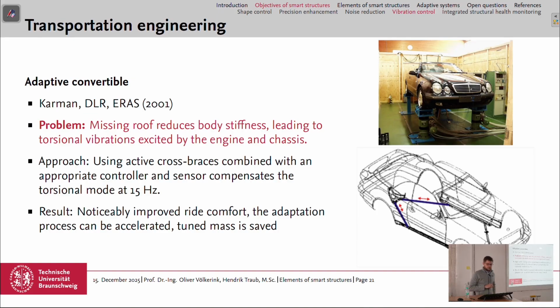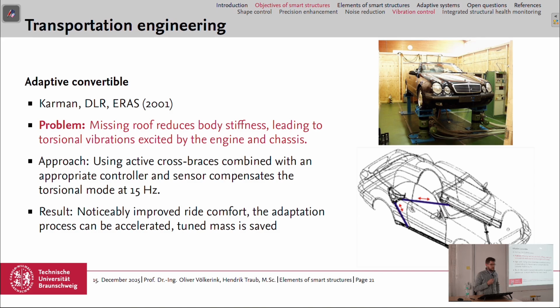Then for vibration control, I have another example from transportation engineering, an adaptive convertible. So here's a car made 20 years back by Mercedes-Benz, a convertible. The problem there, or the challenge, is that with a convertible you have a missing roof, and this reduces the body stiffness and introduces some torsional vibrations during the ride. And this is excited by the engine and also by the chassis from the suspension.